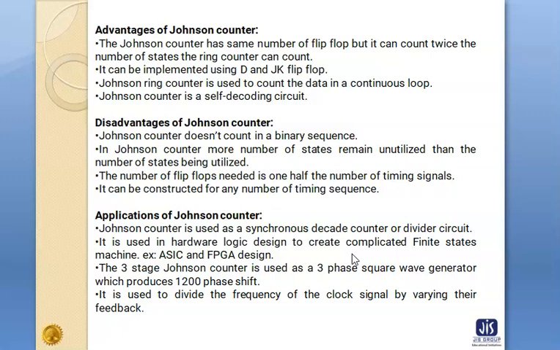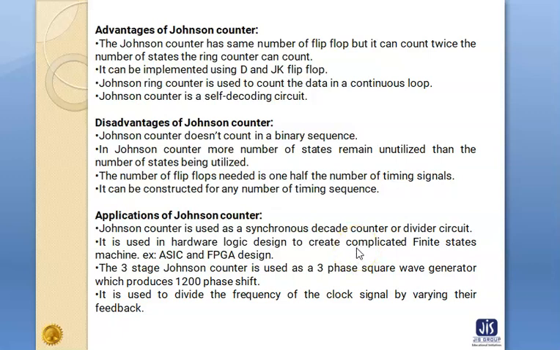And disadvantages of the Johnson counter: it doesn't count in a binary sequence. Okay, in the Johnson counter more states remain unutilized than the number of states being utilized, and the number of flip-flops needed is 1/2 the number of timing signals. It can be constructed for any number of timing sequences.